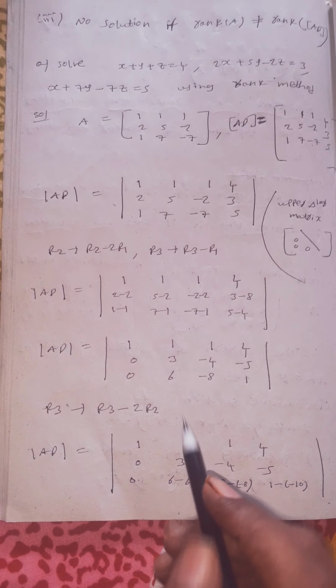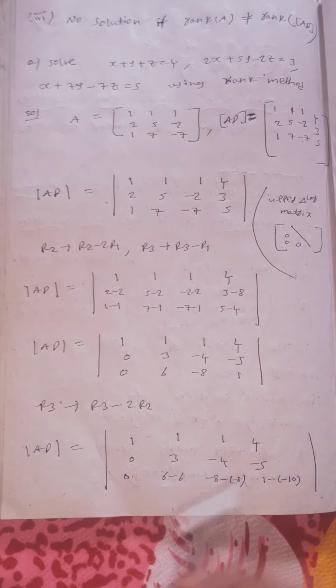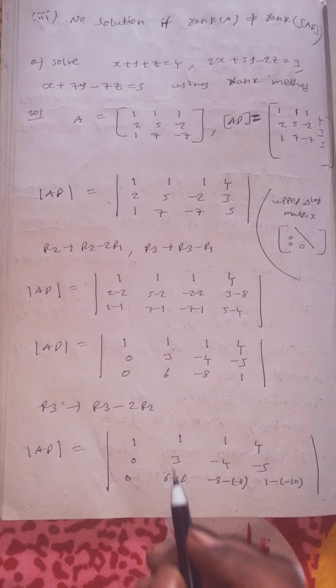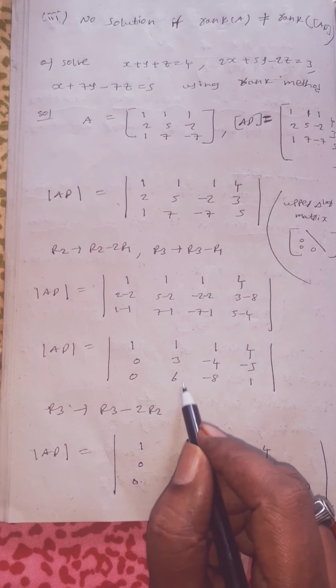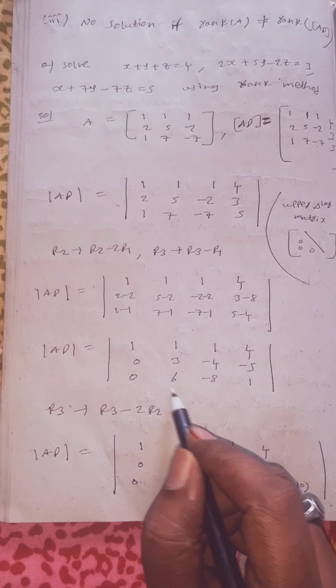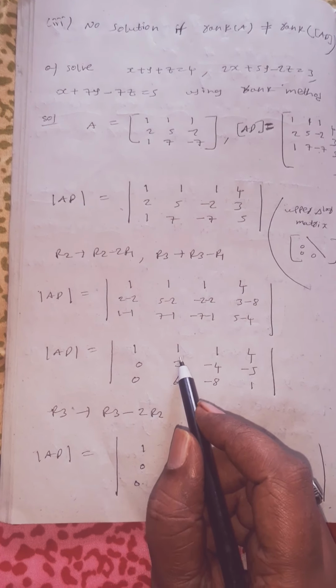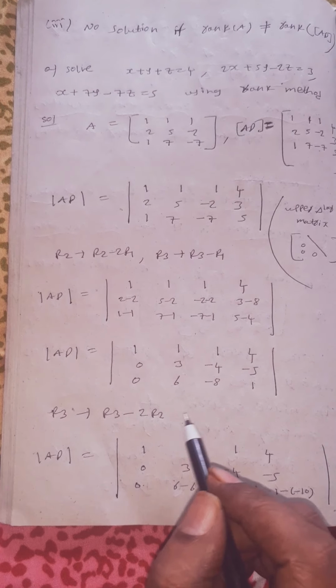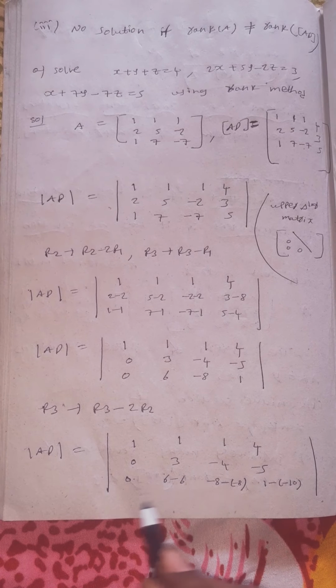Now we have to make the third row's second element 0. Follow this upper triangular matrix. So to make the third row, second column as 0, what should we do? R3 should be written as it is, and -3 times R2. If you do that, the condition is satisfied. So I wrote the first row as it is, the second row as it is, and the third row.